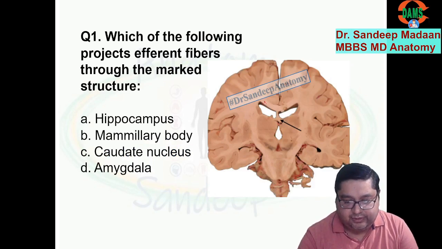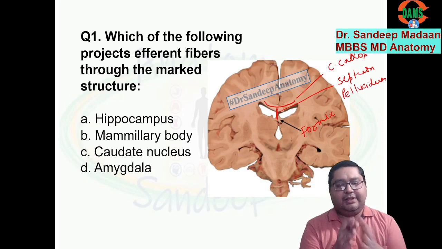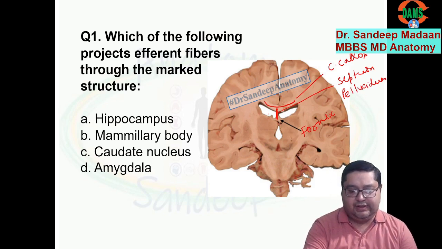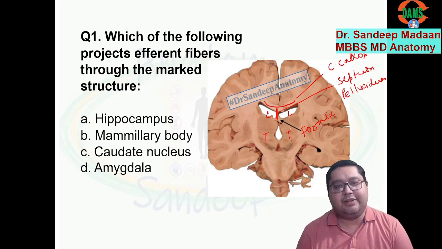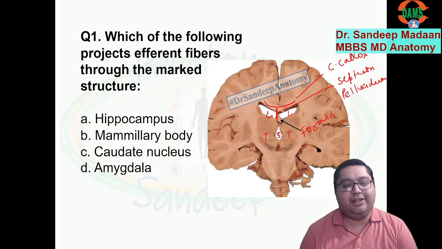So when we look at this part over here, this is nothing but corpus callosum. Lower down, what is marked over here is the fornix, and what is present in between is the septum pellucidum. Septum pellucidum is the septum between the two lateral ventricles. So we can say these are the two lateral ventricles, and these are the two thalami. Now T for thalamus, T for third ventricle. Between the two thalami, we have third ventricle over here.